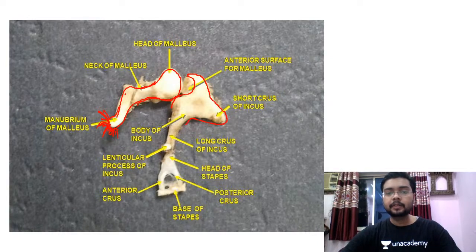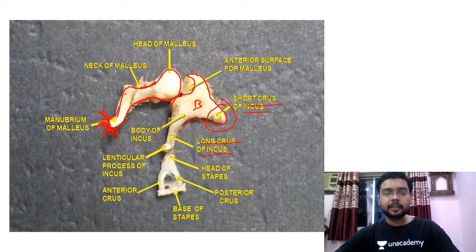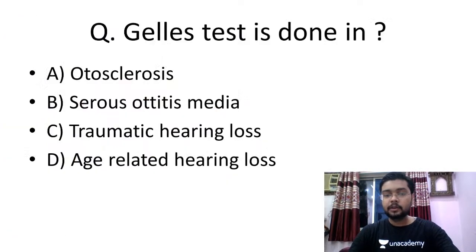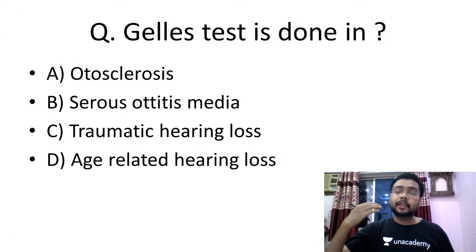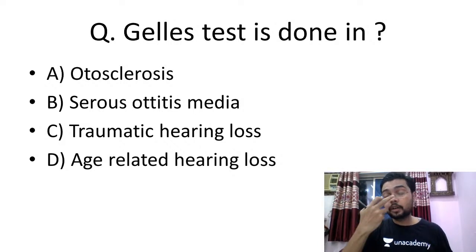So what parts do we have? This process that you can see is the short process or short crus of incus. Then comes the body of incus, then the long process of incus or long crus of incus that we were seeing there. And this long process of incus has at the end the lenticular process of incus, which articulates with the head of stapes via the incudostapedial joint, okay, a synovial joint. And then you have your anterior crus and the posterior crus of stapes, and finally the stapes footplate which is resting over the oval window, right? So things are now pretty clear for you, and you can now answer any question or any modification of the previous question if they ask you in your future examination.